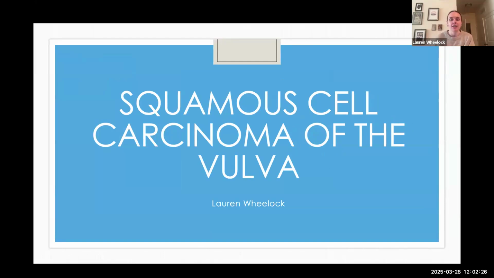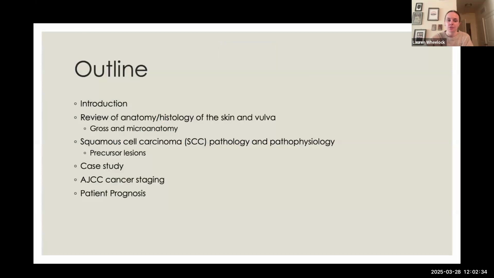I am a second-year PA student at UTHSC, and this is squamous cell carcinoma of the vulva. So let's start with an overview of this presentation. I'll begin by introducing our pathology. We'll then review anatomy and histology of both the skin and vulva to include both gross and microanatomy. I'll then dive into the pathology and pathophysiology of squamous cell carcinoma to include precursor lesions. I'll then introduce our case. We'll talk about the AJCC Cancer Staging Manual, and we'll finish up with patient prognosis as well as final diagnosis.